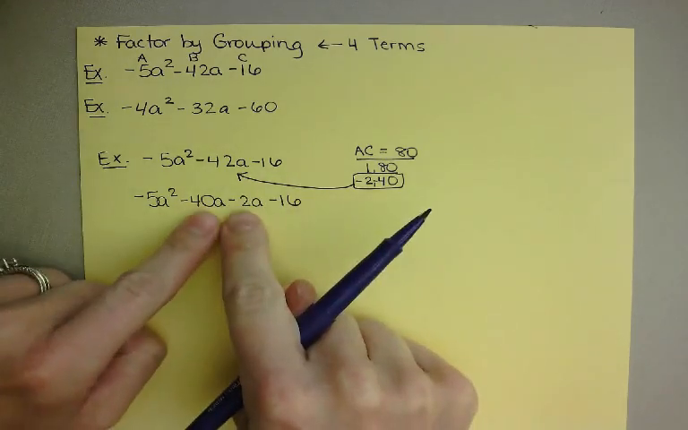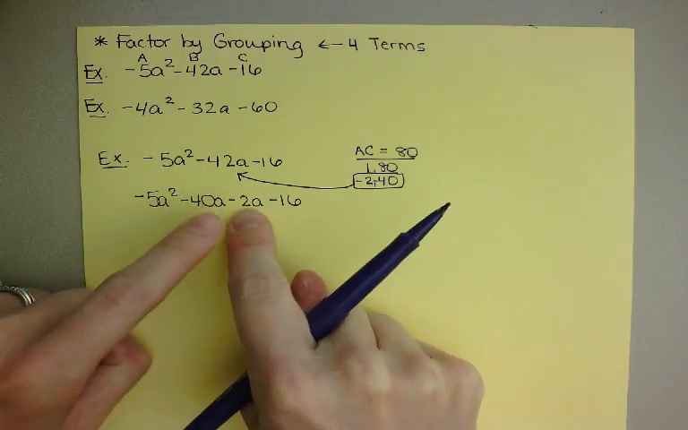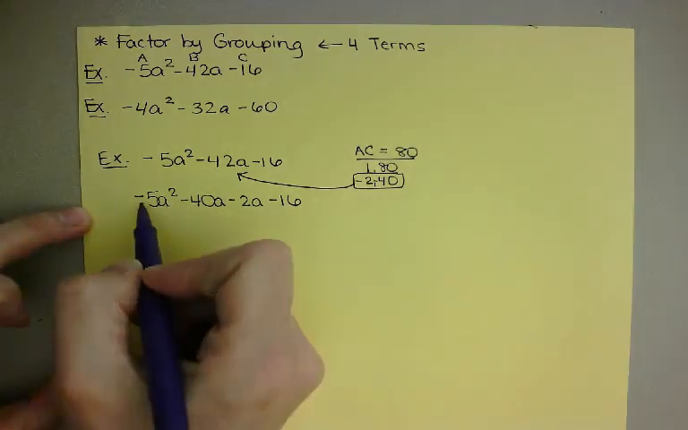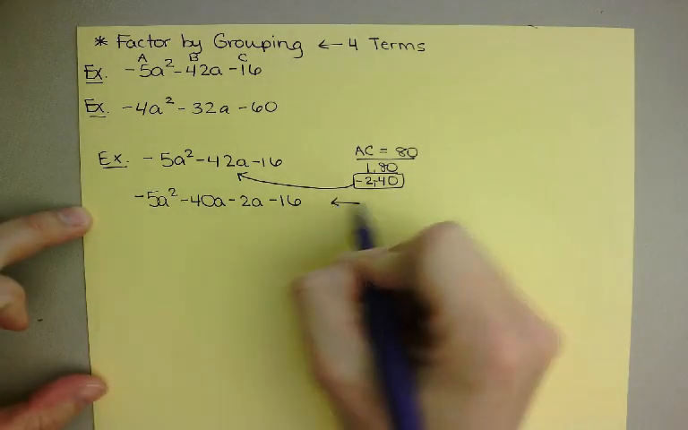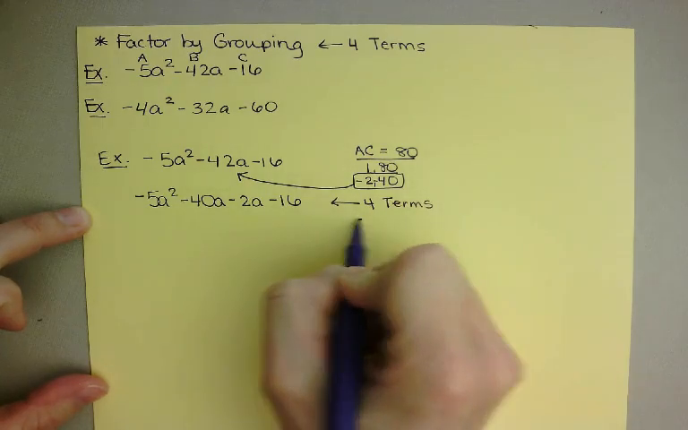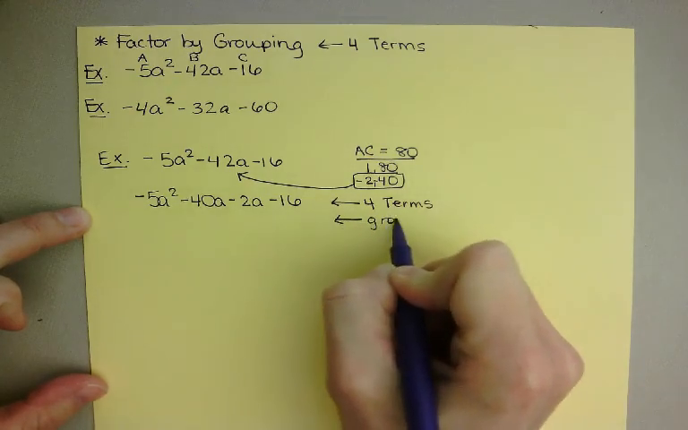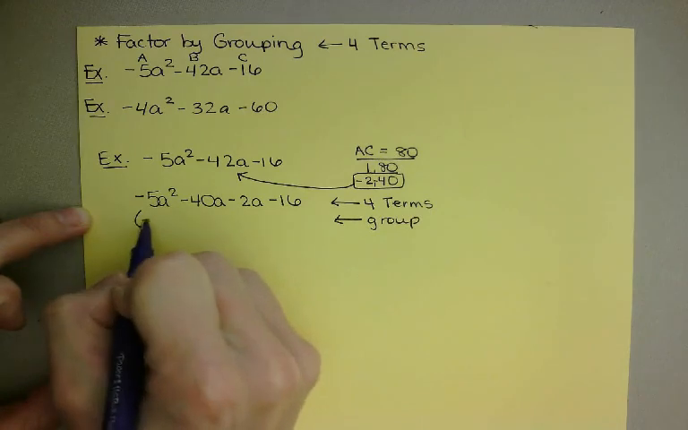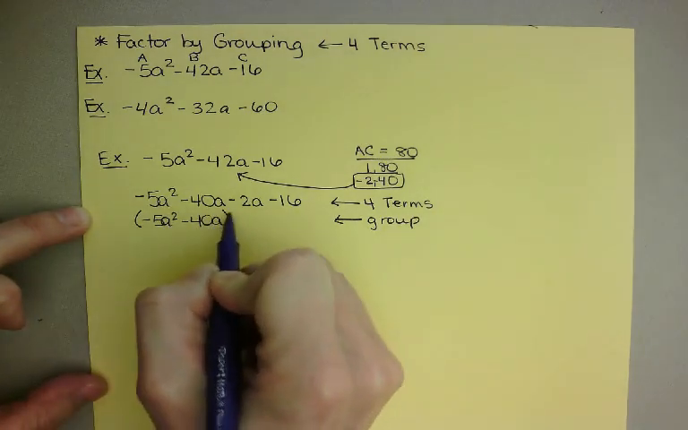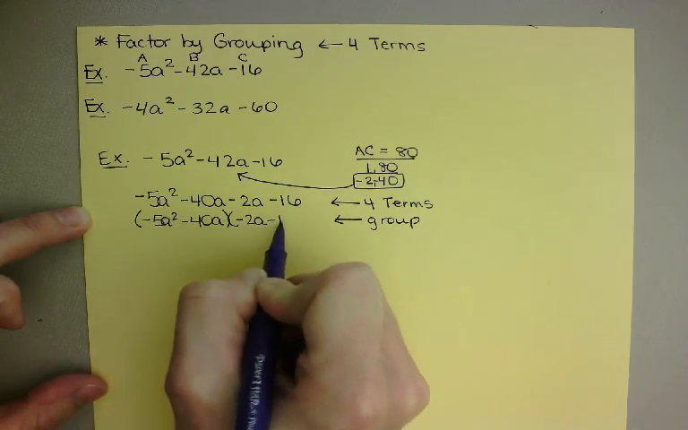Now I've split up 42 as a negative 40 and a negative 2, and now I have my 4 terms. This goes back to yesterday's lesson, where now I can group them. I'm going to group the first 2 terms, and I'm going to group the last 2 terms.